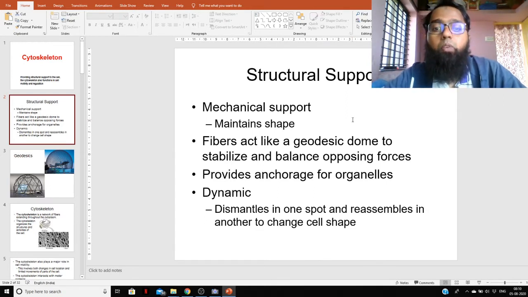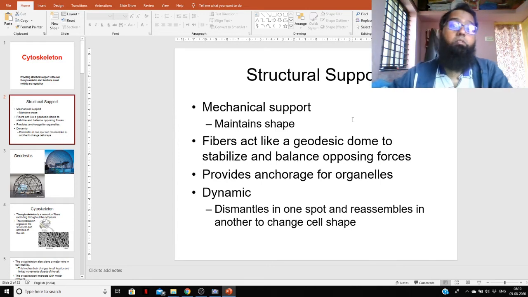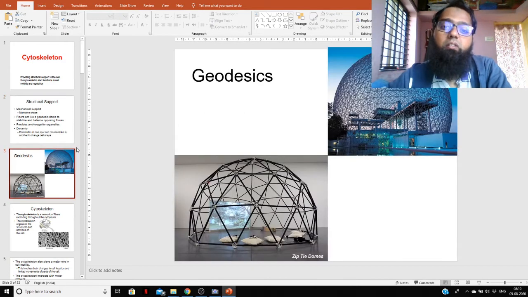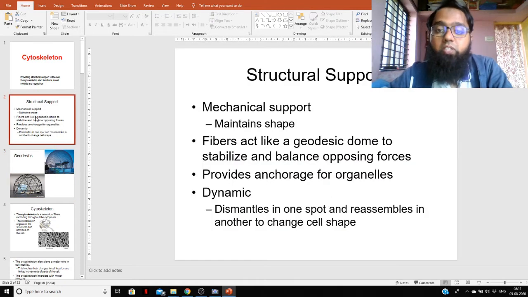These proteins act like a geodesic dome to stabilize and balance the opposing forces. Now, what is a geodesic dome? You can see it on the screen in this particular slide. These are geometrical structures where a sphere is formed, and at every pressure point one particular knot is there through which different bars are connected with each other. If you dismantle one bar, the entire structure cannot be retained. This is the basic structure of a geodesic structure.